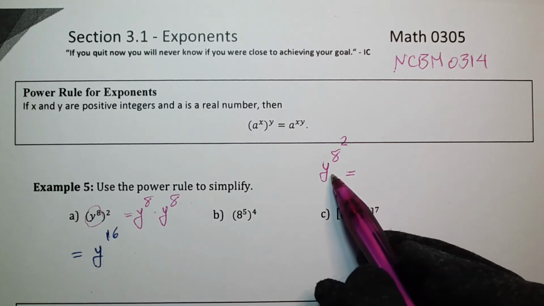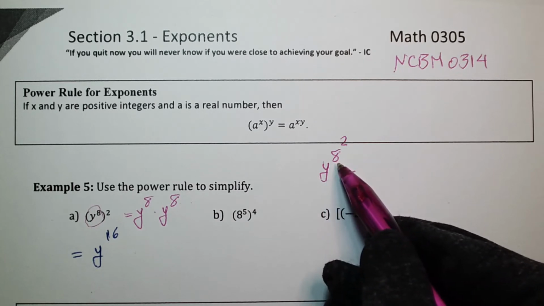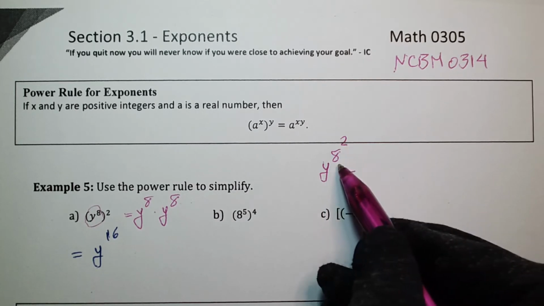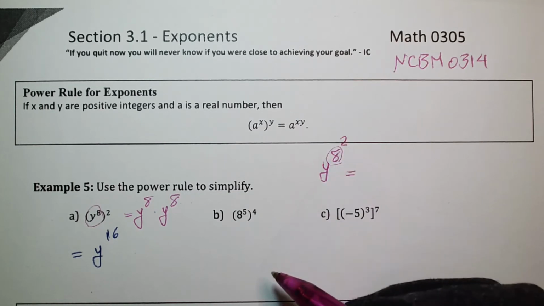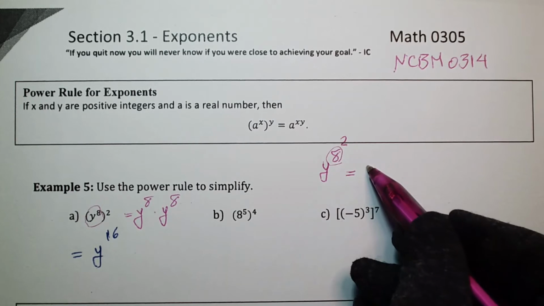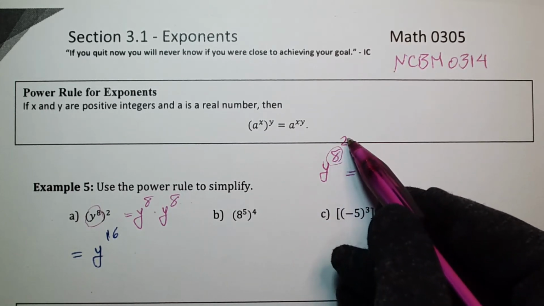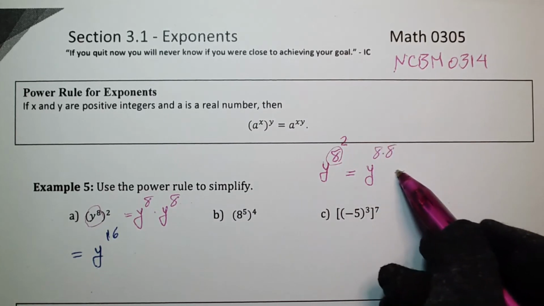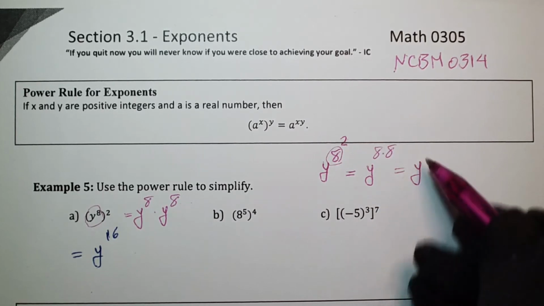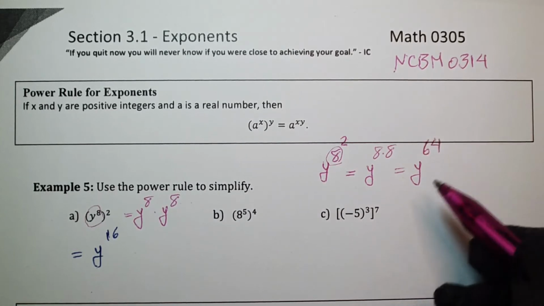But in this form, y to the power of 8 is no longer the base. Here, 8 is the base for this power 2. So the answer is y to the power of 8 to the power of 2, which means 8 times 8. So the answer is y to the power of 64.